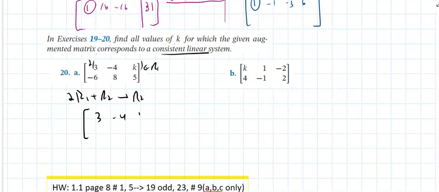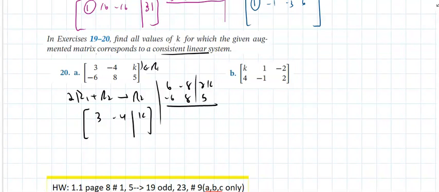3, negative 4, and a k. If I multiply row 1 by a 2, wouldn't that become 6, negative 8, 2k? And if I add it to negative 6, 8, and 5, wouldn't that be 0 plus 0 equal 2k plus 5? So 0, 0, 2k plus 5.